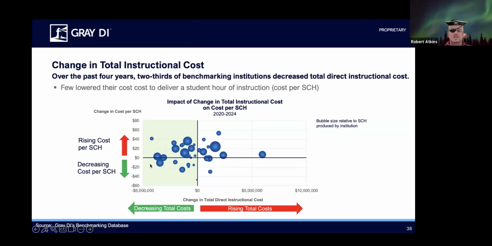There are some who managed to pull that off, but it's less than 20% of our sample. So keep in mind that just reducing cost doesn't necessarily improve your unit cost, unless you decrease it faster than the decline in student credit hours, or even better, find a way to increase student credit hours, primarily by increasing enrollment. Increasing the number of courses taken by your students is also another important way to increase both revenue and student credit hours delivered.